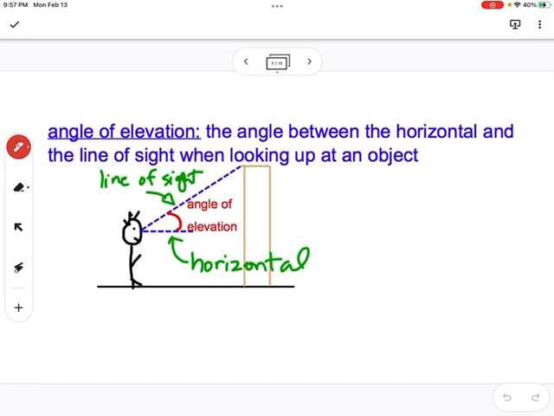Okay, so we can have different terms when we talk about this. An angle of elevation. This is the angle between the horizontal. So the horizontal is a line that goes across this way, and the line of sight when looking up at an object. Okay, so elevation, it means you're going up. So from the horizontal up to where you are looking, this person is looking to the top of a building here. That angle that's created between those two lines is the angle of elevation.